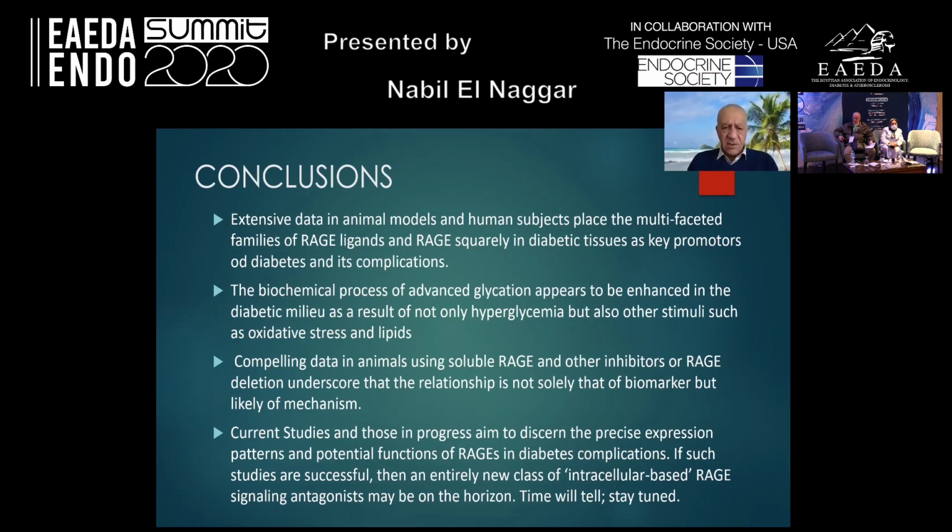The current studies and those in progress aim to discern the precise expression patterns and potential functions of RAGEs in diabetic complications. And if such studies are successful, then an entirely new class of cell-based RAGE signaling antagonists may be on the horizon. Time will tell. Stay tuned.